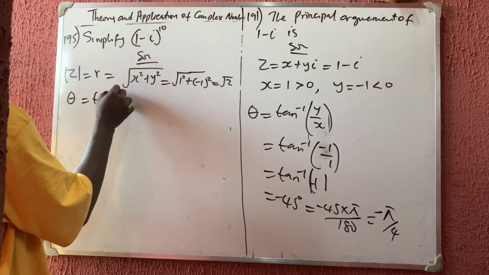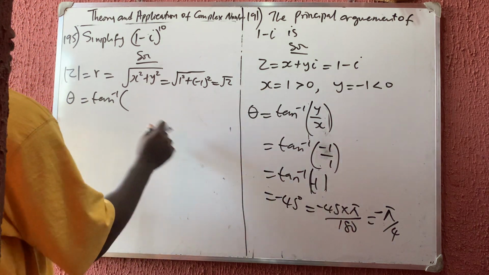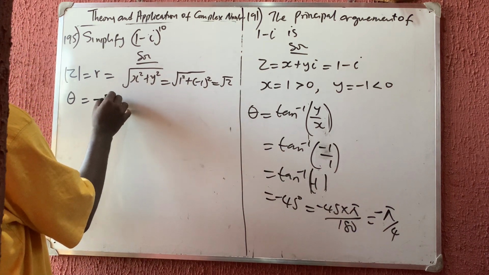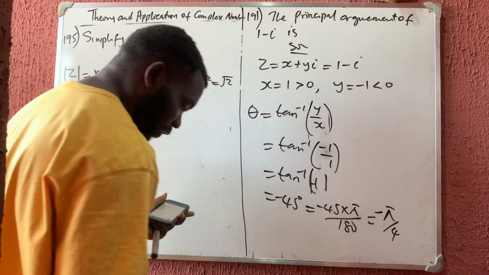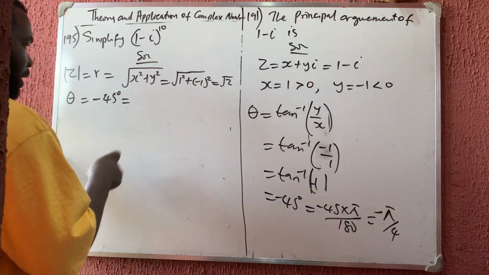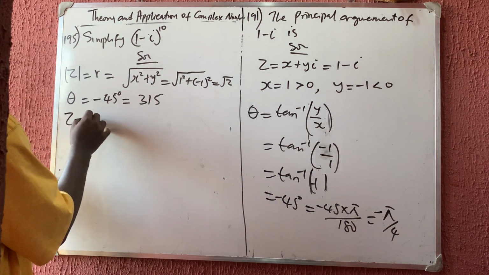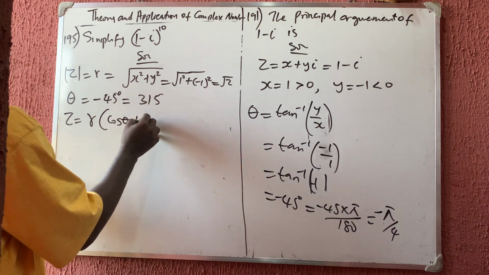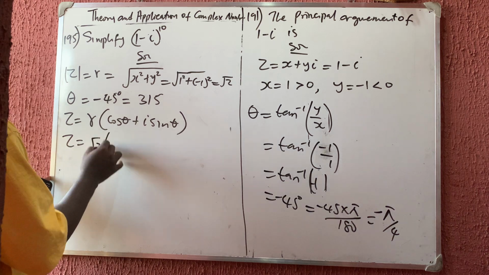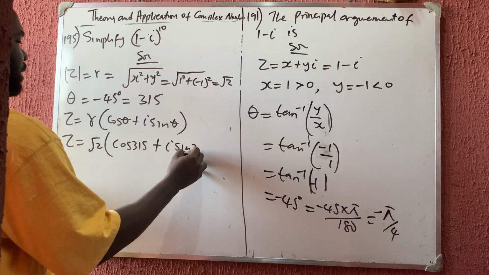The next thing we need to get is theta. Okay, we've even gotten theta. We got theta as minus 45 degrees from here. If you convert it to positive, you have minus 45 plus 360, that is 315. So I have that my z is equal to r into cos theta plus i sin theta. So my z is equal to root 2 in bracket of cos 315 plus i sin 315.